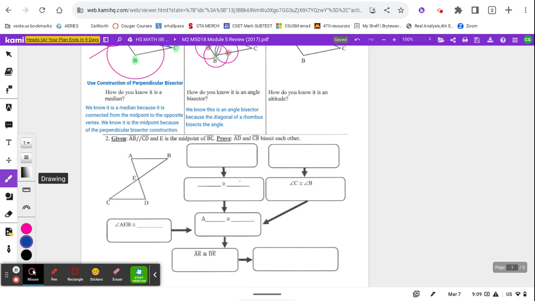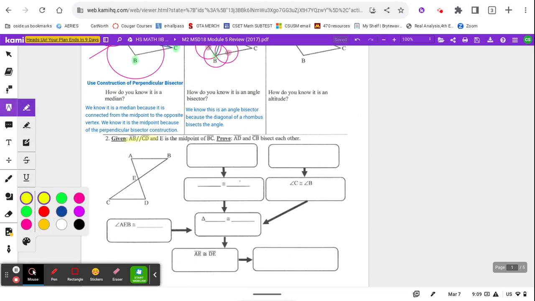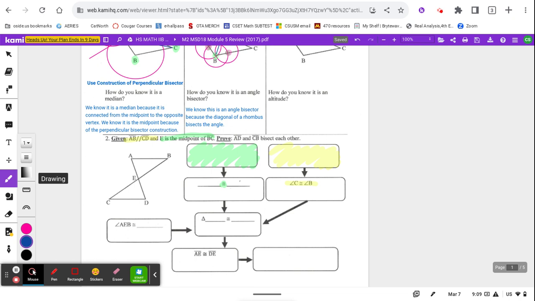So actually, this given, the parallel lines, needs to go here, flowing into the angles. And this given, the midpoint, needs to go here, flowing into the equal sides. So it is important to note what your givens are and what they flow into before you write it.